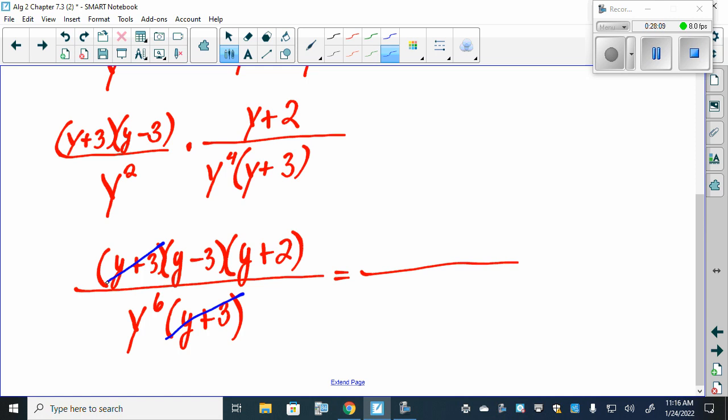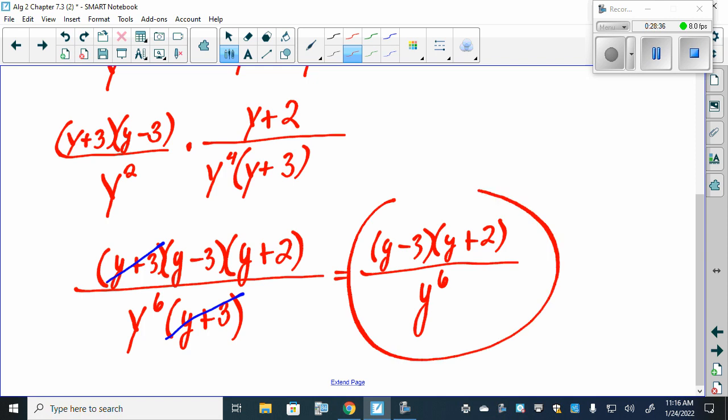What else? Is there anything else? No. So on top we would have our y minus 3 times y plus 2 over y to the 6. Really, the only way that we can have another greatest common factor is if in the numerators we had a greatest common factor of y we could have pulled out. So that there would be the answer.